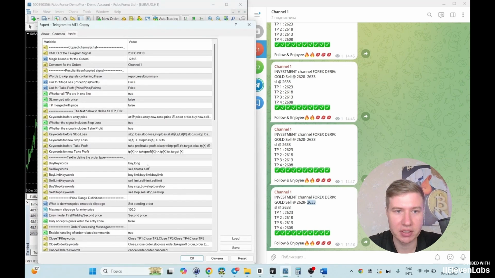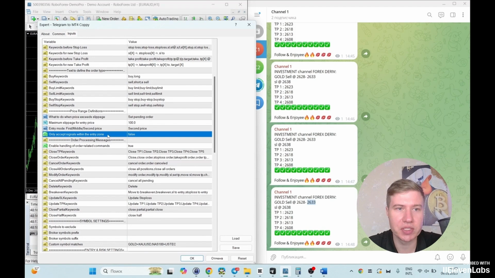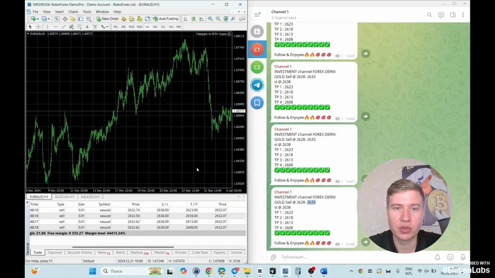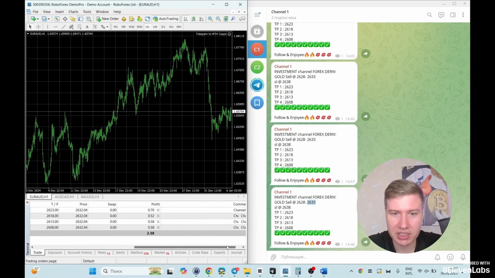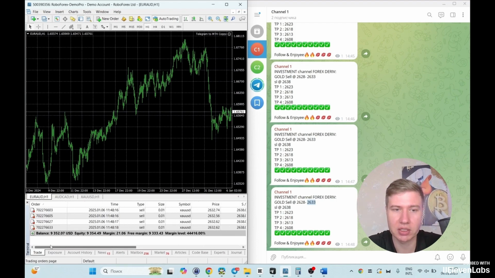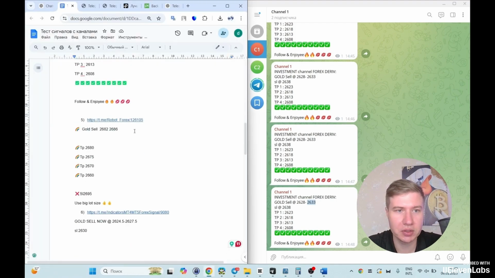So the important parameter that we just looked at is the setting for a signal with an entry zone. If we have it set to true, the signal will only open at the price we have indicated as the opening price. If it is close to the market price, it will only be moved to it. Okay, let's move on to the next signal.